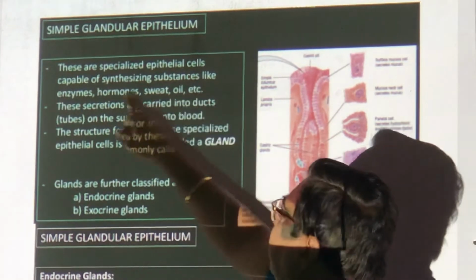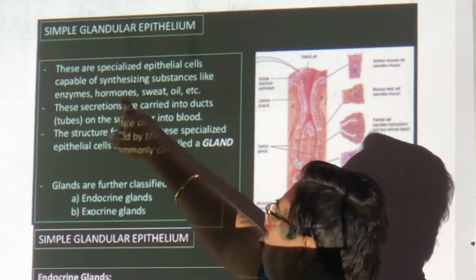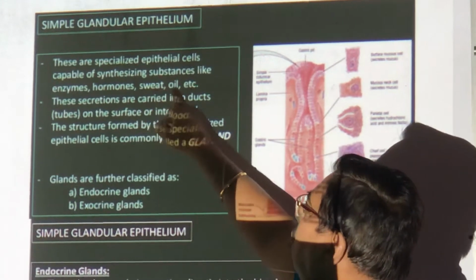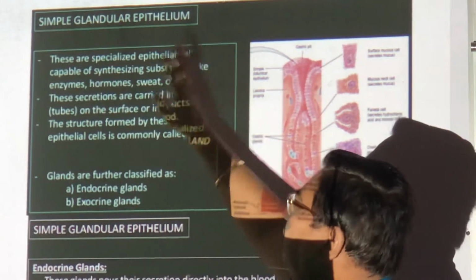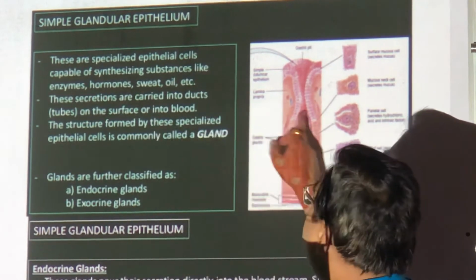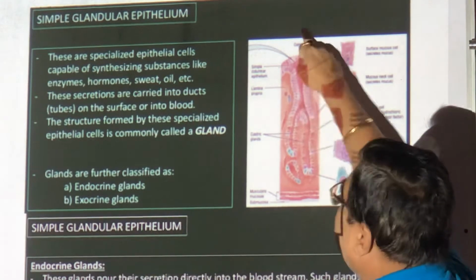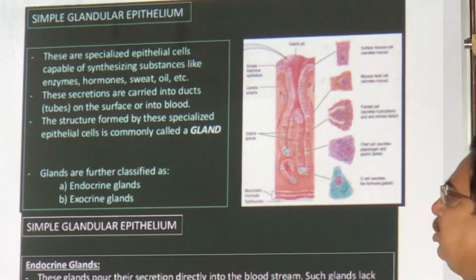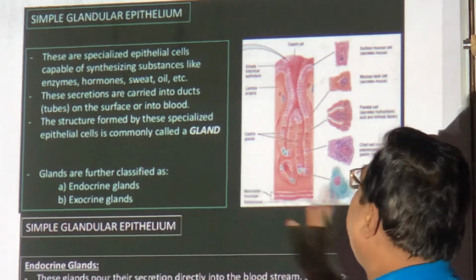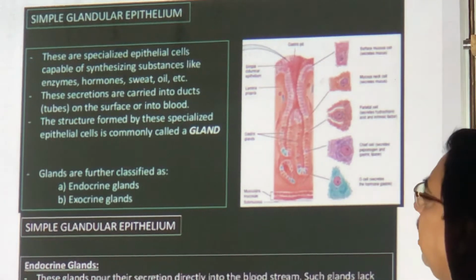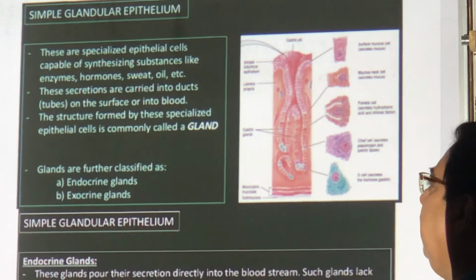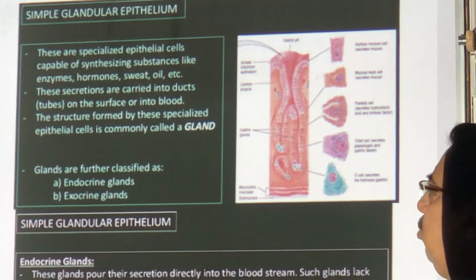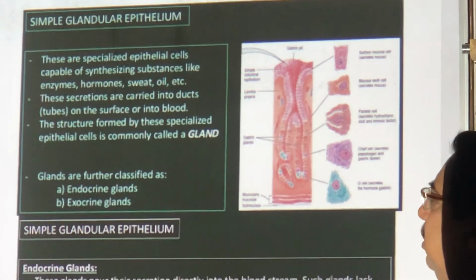Simple glandular epithelium. They make enzyme, hormone, sweat, oil, all secretions, milk, whatever you talk of. They are carried into ducts, tubes, ducts, and this is called a gland because it is a specialized structure. Two types of glands are seen: endocrine gland and exocrine. Endocrine and exocrine we are going to have a look at now. Okay, then below the slide.